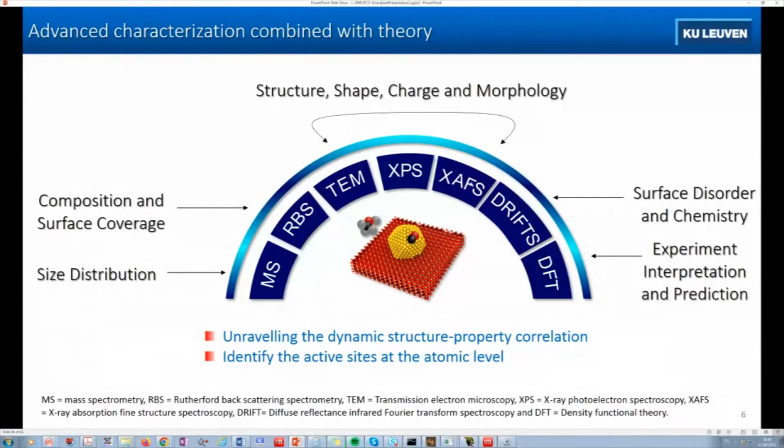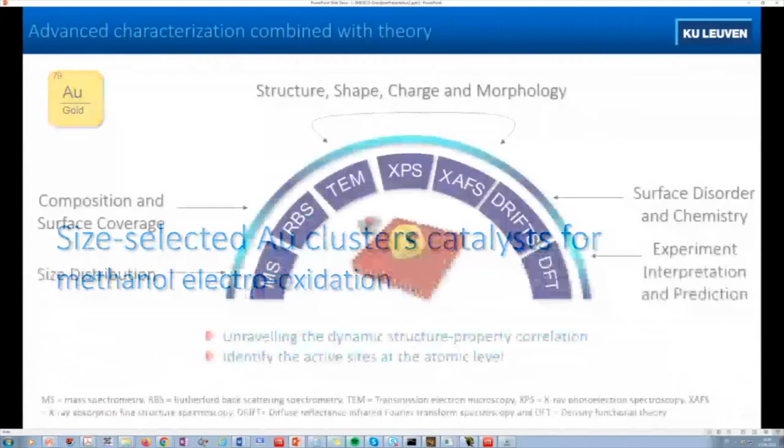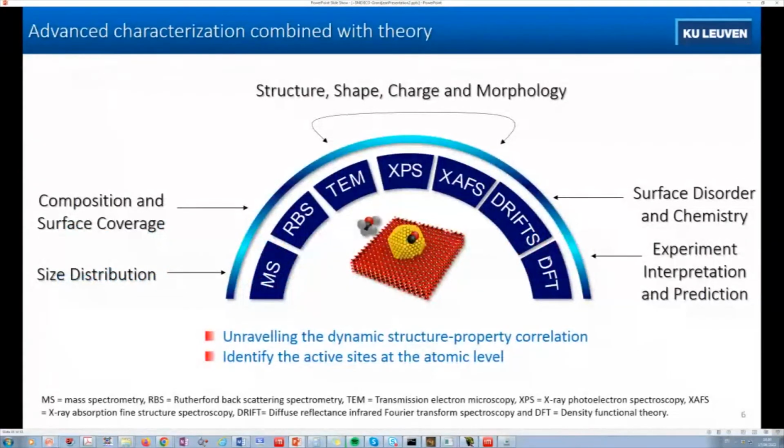EXAFS gives you the rough idea of the structure, so it's really, let's say, the foundation. DRIFTS, so infrared spectroscopy, is also very, very informative, because now you can really look at what happens on the surface. So if you have probe molecules, like CO for instance, you will see which atom will bind to CO, and how the thing will evolve with time. So this is very good. And of course, you need the DFT.